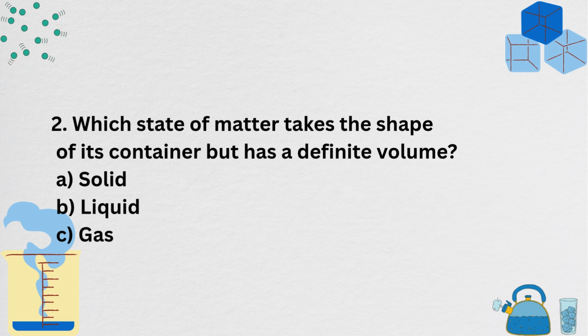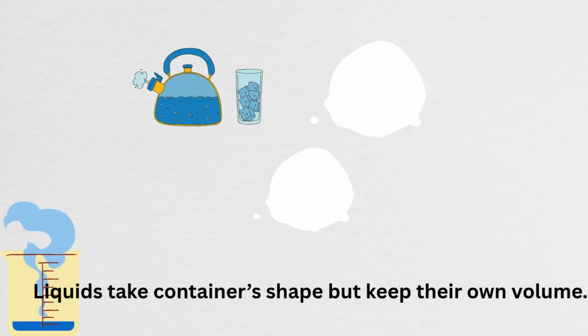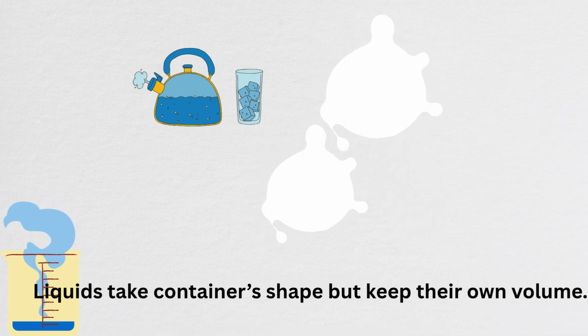Which state of matter takes the shape of its container but has a definite volume? Solid, liquid, gas. Liquids take container shape but keep their own volume.